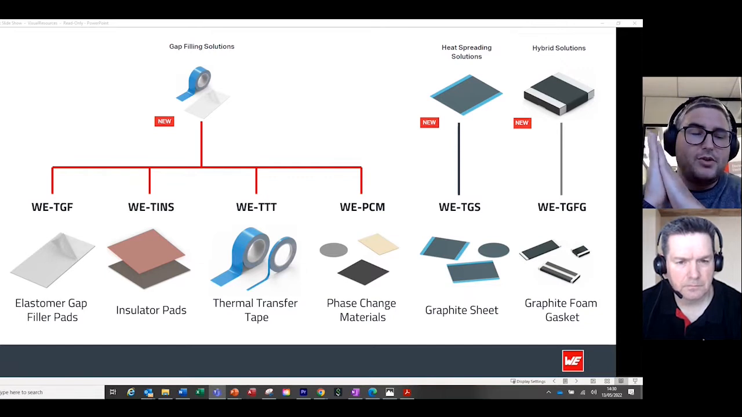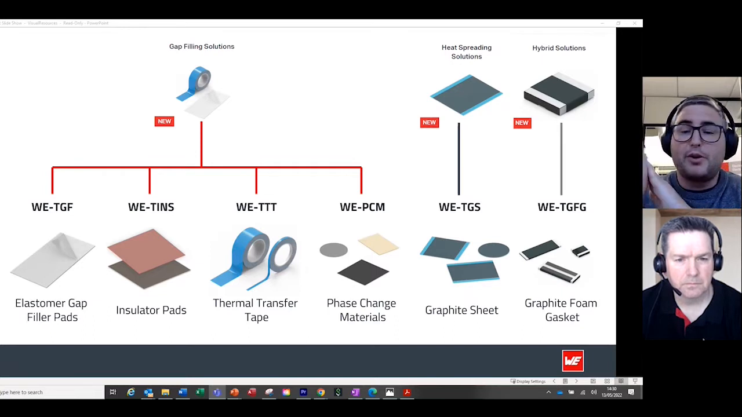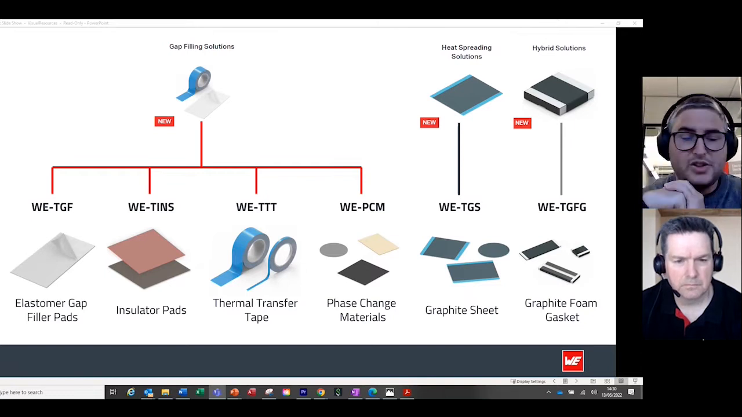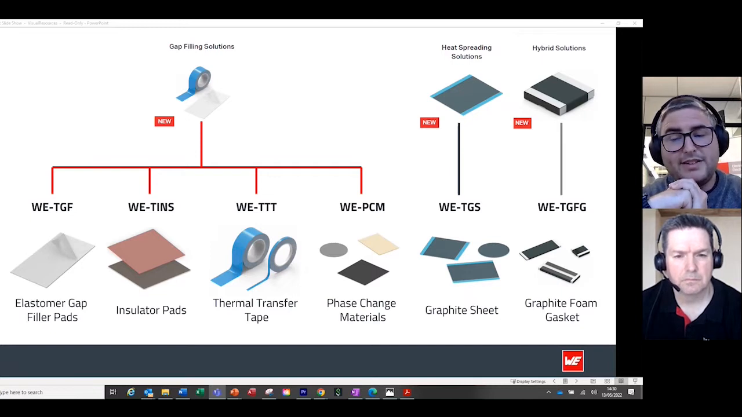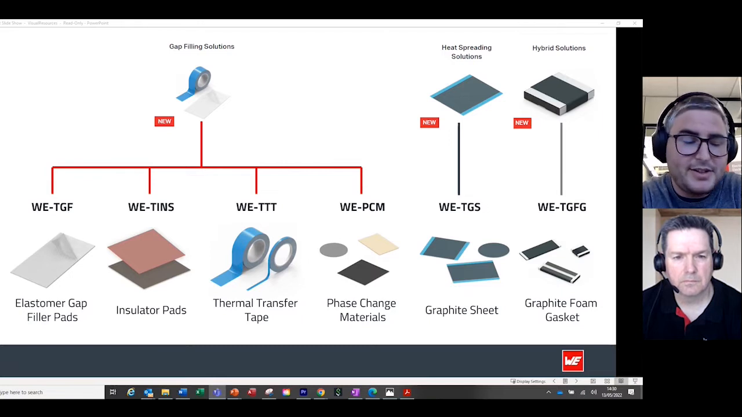And then with the new things such as LEDs came other solutions like the thermal transfer tape, which is able to not only provide a thermal interface between the hot component and the cooling assembly, but also to mechanically fix it so that you don't need any additional screws or anything. And then we have the phase changing materials. These ones are also really interesting. They've been around for a couple of years.